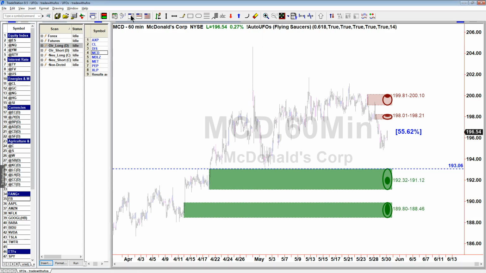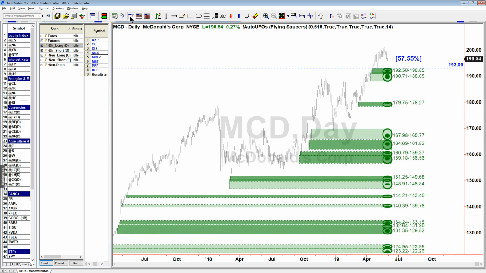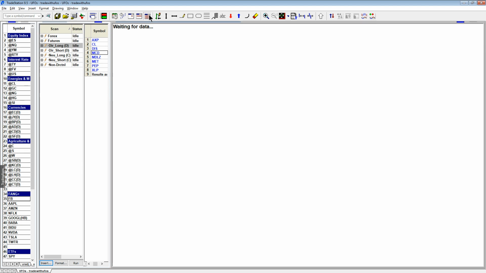If I was to look at the daily time frame, do we have any green UFO? Yeah, so look, we have green UFOs in the 60 and they are lining up with green UFOs in the daily. So this is certainly a valid opportunity for us to plan on a long trade on McDonald's.